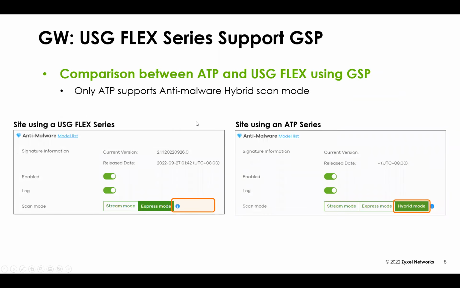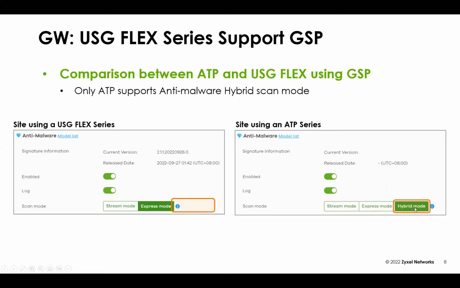So let's look at some of the comparisons between the ATP and the USG Flex with the Gold Security Pack. Now, if you see here on the left, we have our USG Flex in the anti-malware section. And then on the right, we have the ATP series in the anti-malware section. You'll see on the right, when it comes to the scanning mode, there's stream mode, express, and hybrid. So if you remember in the previous trainings that we've done, the stream mode is going to be scanning the local database. Express mode is going to be scanning the external database.